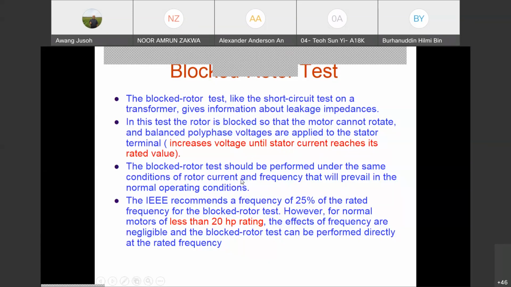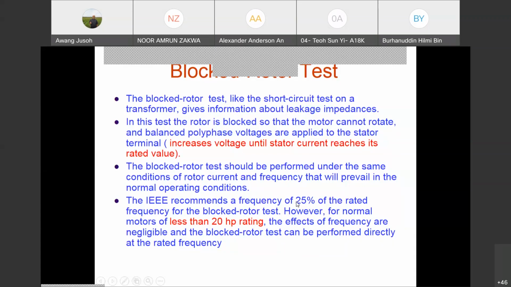Okay, that is the meaning of the block rotor test. It also depends on the machine. If the machine is bigger than 10 or 20 horsepower, for example, then you need to use a frequency of 25% of the rated frequency. Understand? If your rated frequency is 60 Hertz, you need to apply a frequency of 15 Hertz during this test.